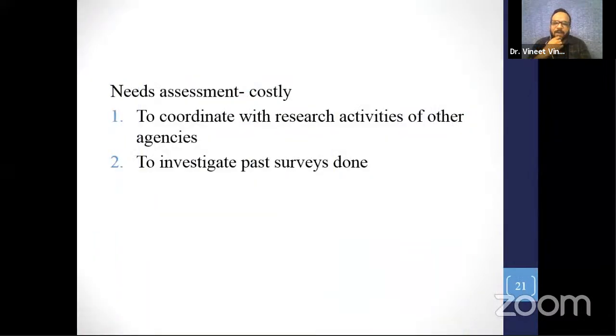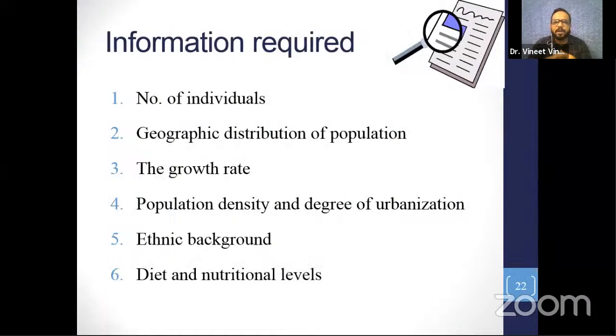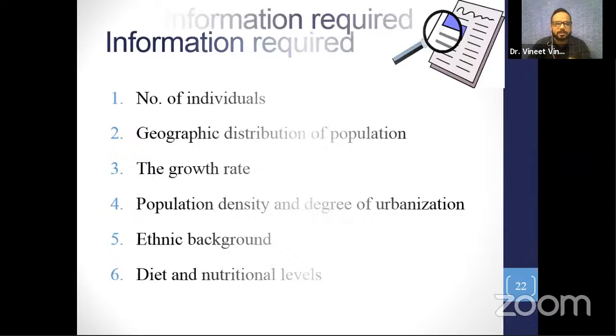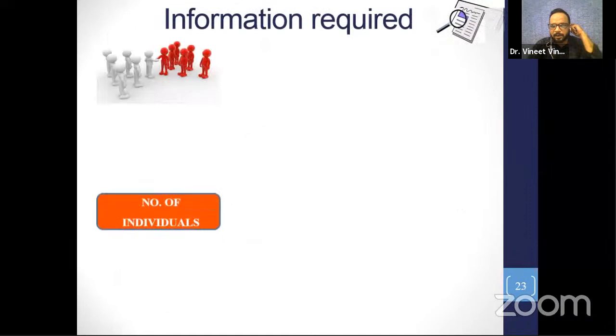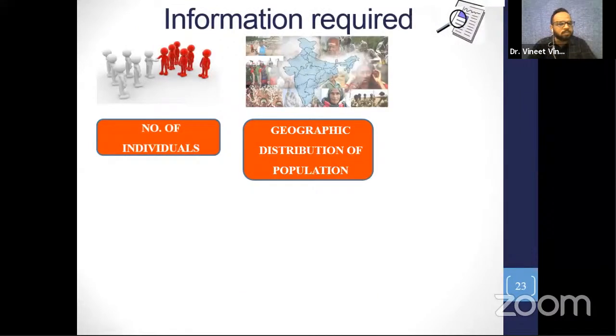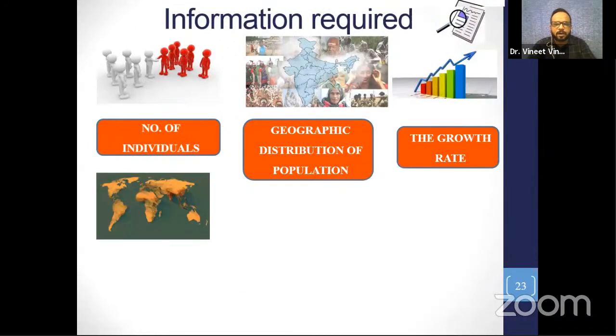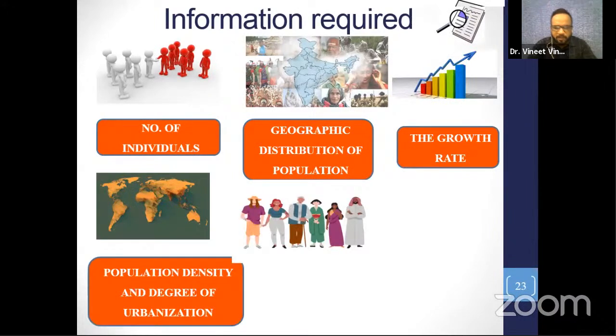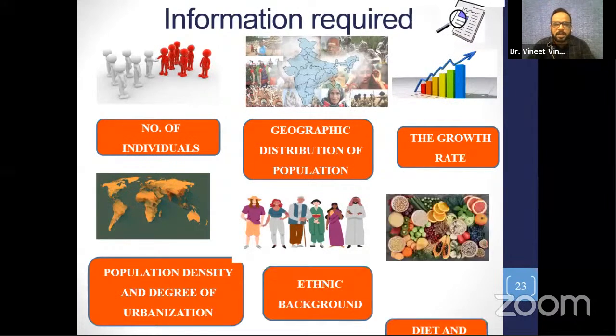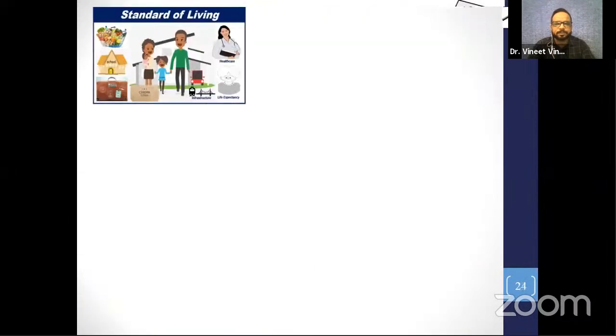Need assessment can be costly, to coordinate with research activities of other agencies and to investigate past surveys done. Information required in a need assessment is number of individuals, geographic distribution of the population, the growth rate, population density and degree of urbanization, ethnic background, diet and nutritional levels. All these are information required. Okay. So number of individuals, geographic distribution, growth rate, population density, degree of urbanization, ethnic backgrounds, and diet and nutrition.